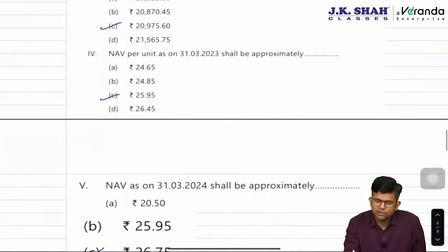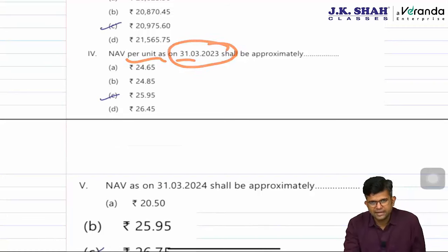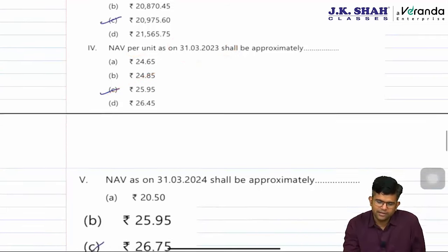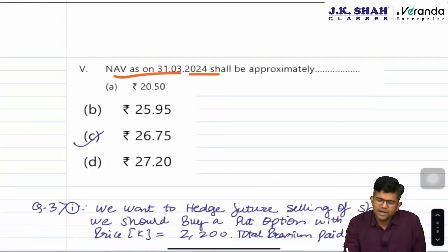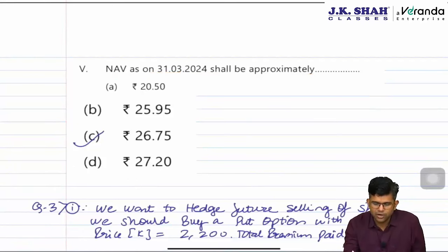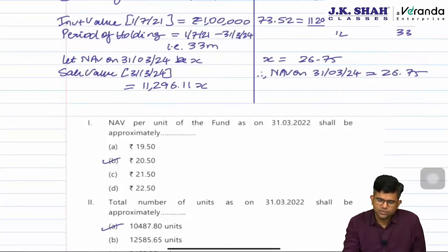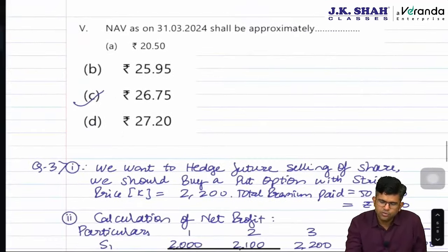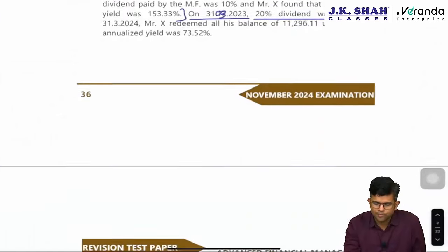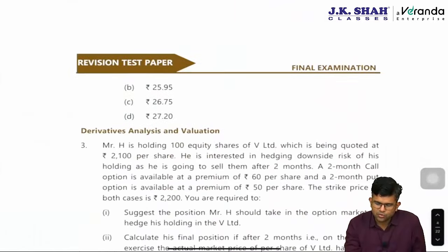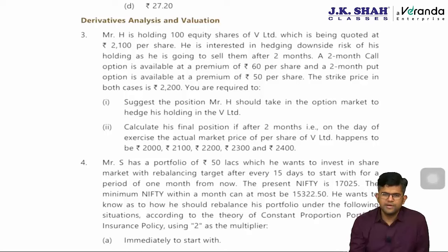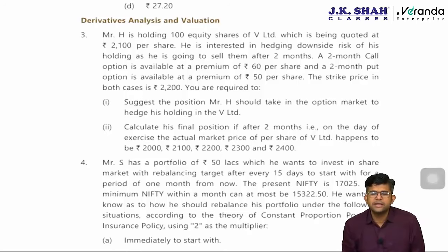Then students, they are asking you what is the NAV on the second date. That also we cracked, 25.95. And then NAV on the last date, students, we just now got 26.75, this number. So with that, students, we complete the discussion to question number 2. Now students, let us go to question number 3. Now onwards, no MCQs, normal questions are there.